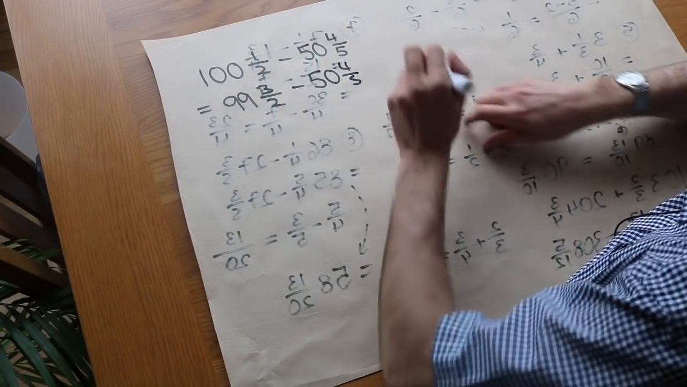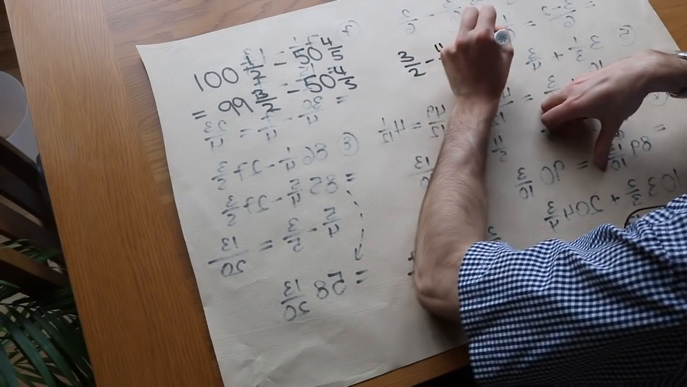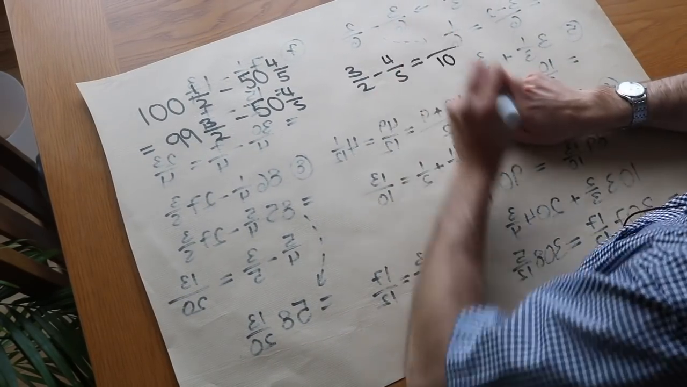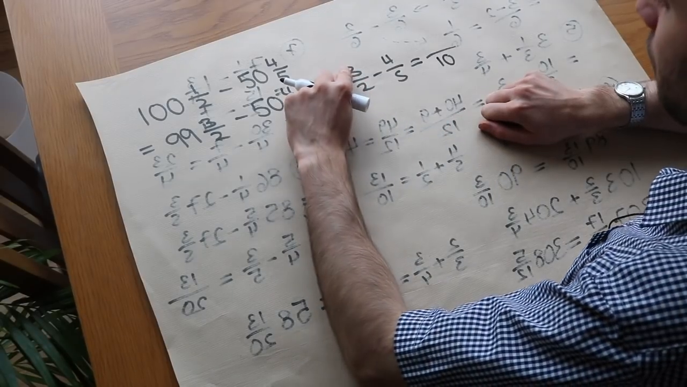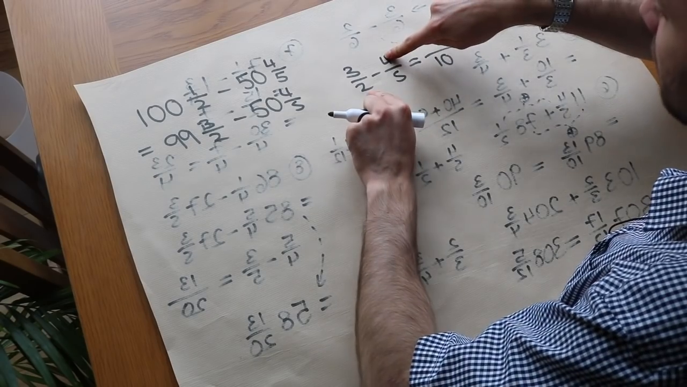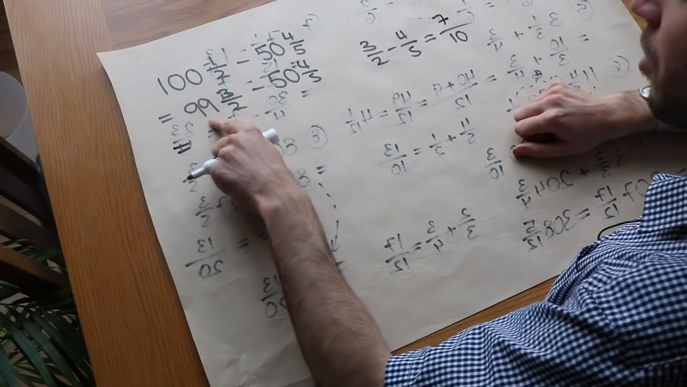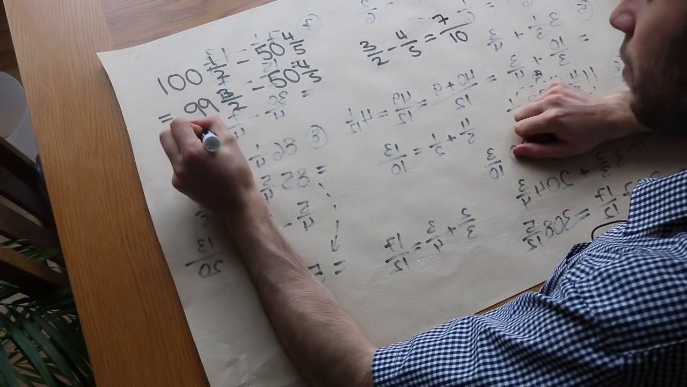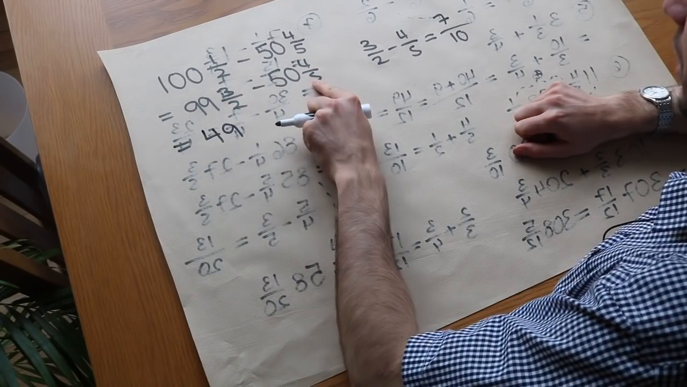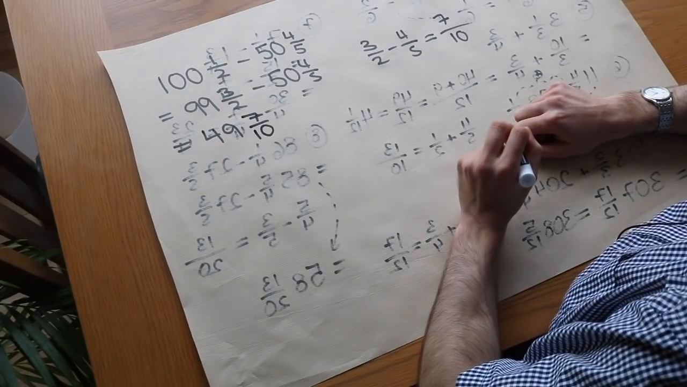So we do the fractional part subtracted. So 3 halves minus 4/5. If we try and do it in our head, 2 times 5 is 10. Cross multiply the numerators. So 3 gets multiplied by 5, that's 15, minus the 4 gets times by 2 is 8. 15 minus 8 is 7, so it's 7/10. Now 99 minus 50 is 49. And 3 halves minus 4/5 we worked out was 7/10. So we get 49 7/10.